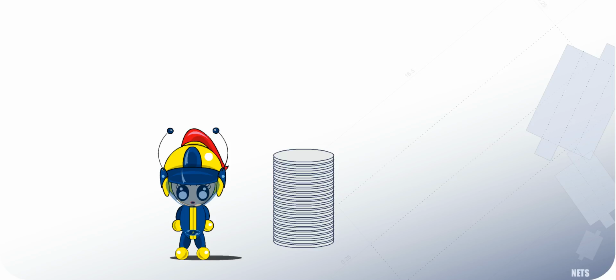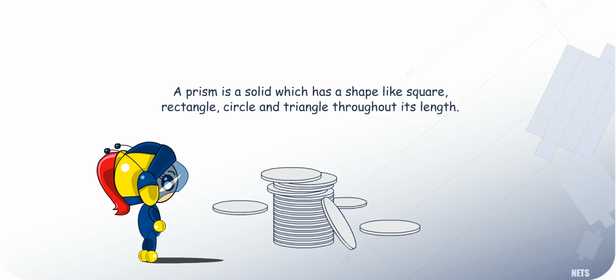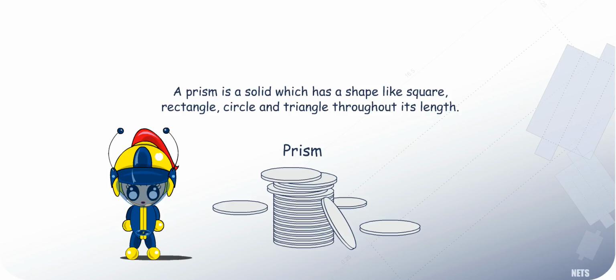A prism is a solid which has a shape like square, rectangle, circle, and triangle throughout its length. If we break this object into pieces, we will get many circles with the same area. So it is a prism too. Is there any special name for this kind of prism, teacher? Yes, it is a cylinder. A cylinder is made up of many circles of the same area. Thank you, teacher.